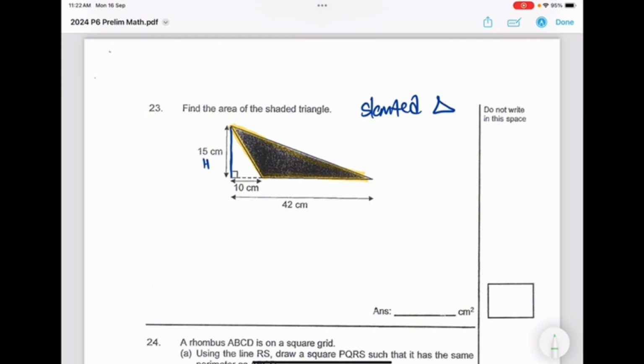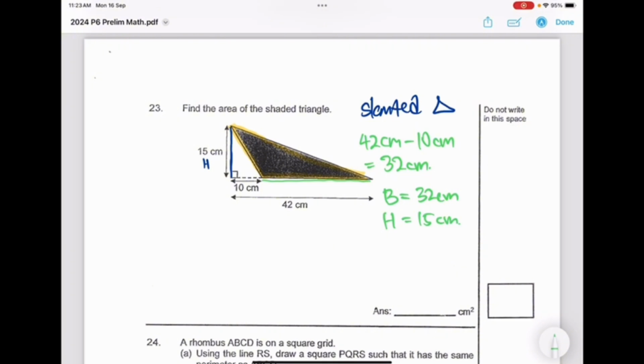Now for the base. It is very tempting to just say, oh, the base is 42 cm. But that is not true. If you realize, the base starts from here all the way to over here, and that is not what 42 is. To find our base, what we want to do is to take 42, which is the length of the whole figure, subtract away the 10 cm, and that will give me 32 cm. And this is my base. So now I have my base of 32 cm and my height of 15 cm.